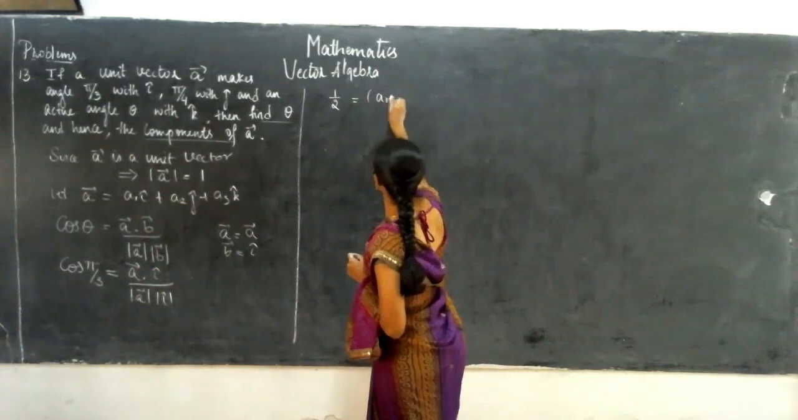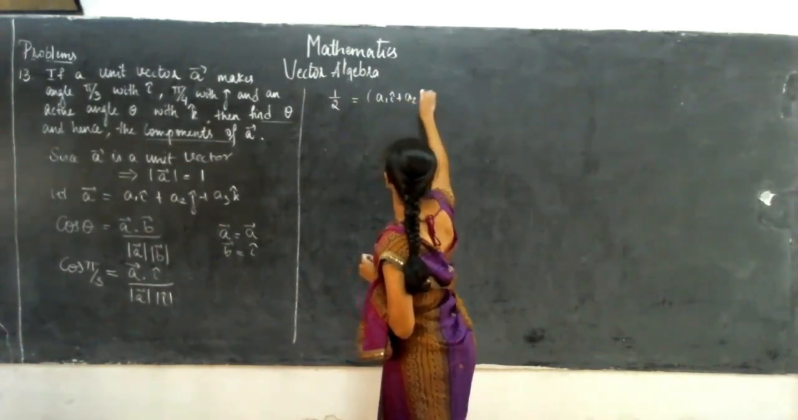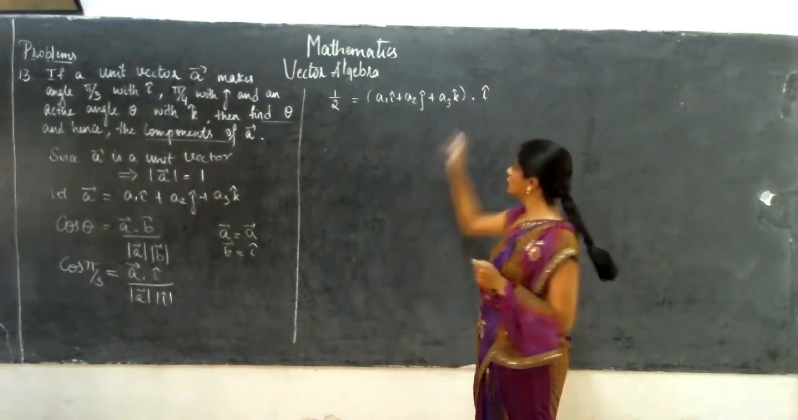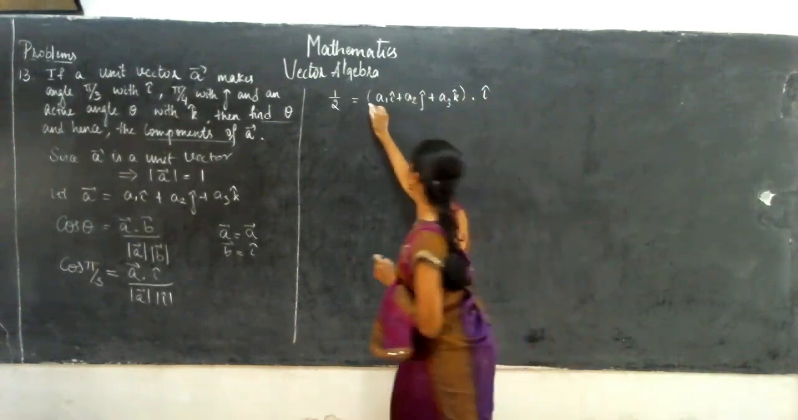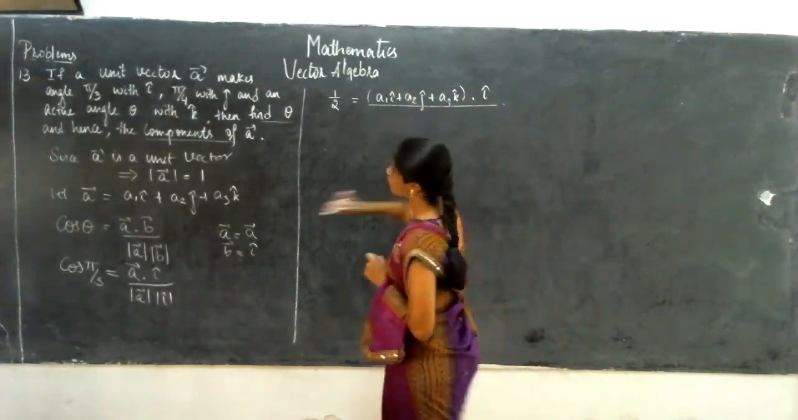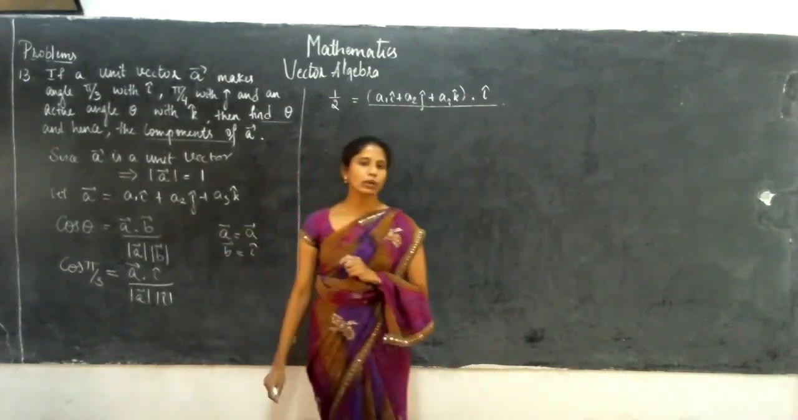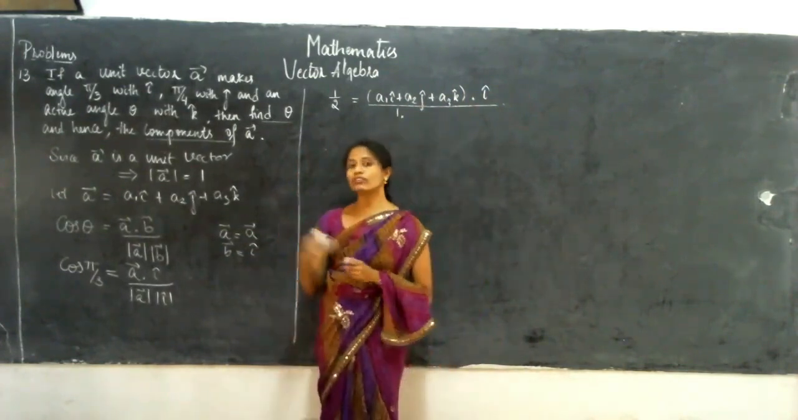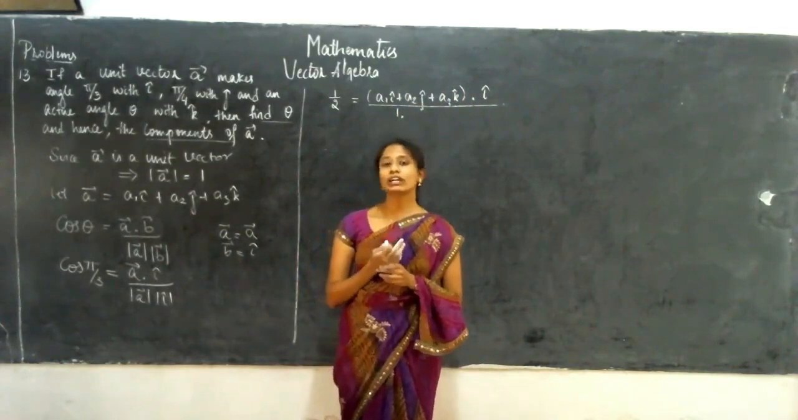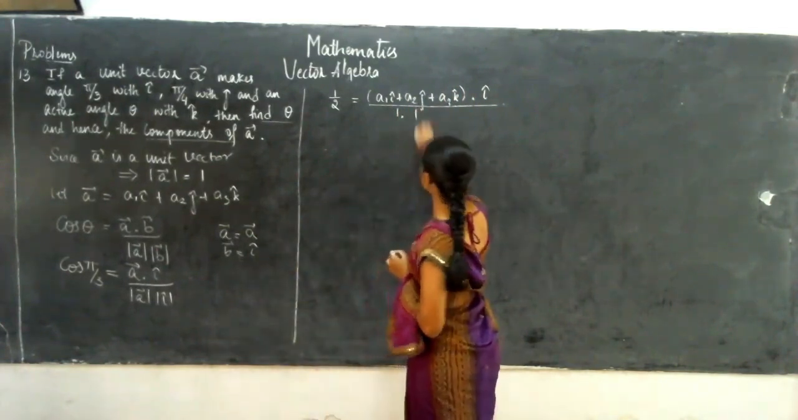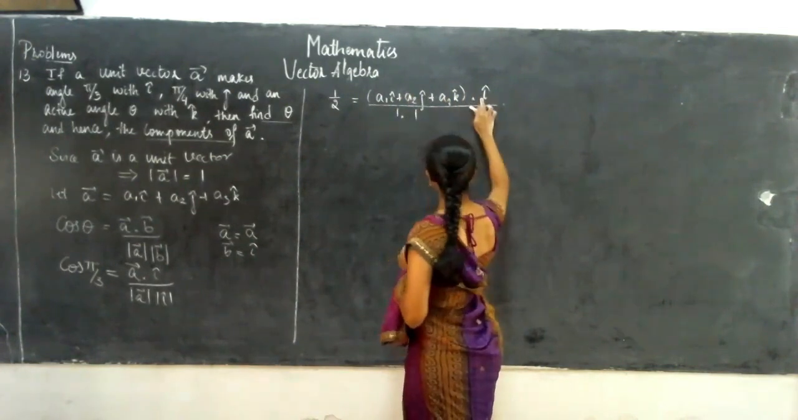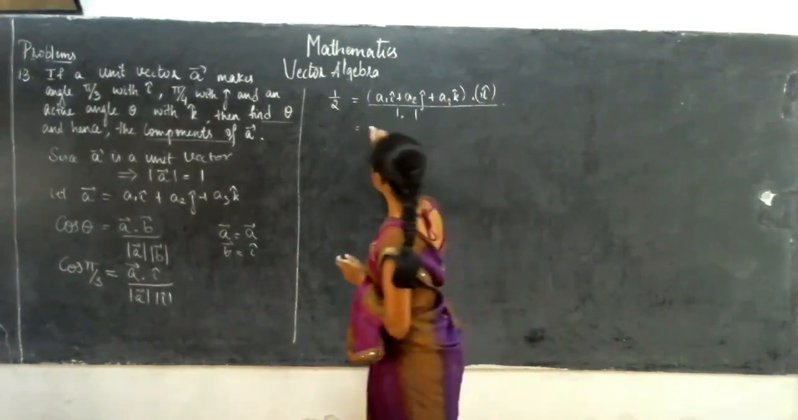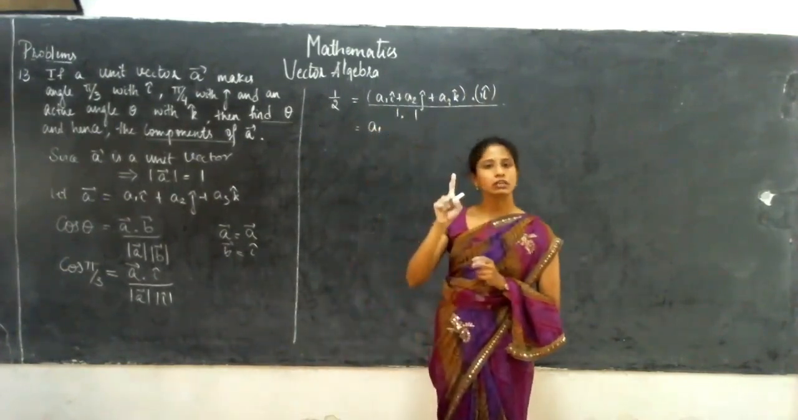So what is vector A? It is A1 i cap plus A2 j cap plus A3 k cap, dot i cap. There is no j component and k component. Whole divided by magnitude of vector A. We know that vector A is a unit vector, so the magnitude of vector A is 1. What is the magnitude of i cap? It is a unit vector along the x-axis, so it is again equal to 1. So A1 into 1 is A1. i cap dot i cap is equal to 1.